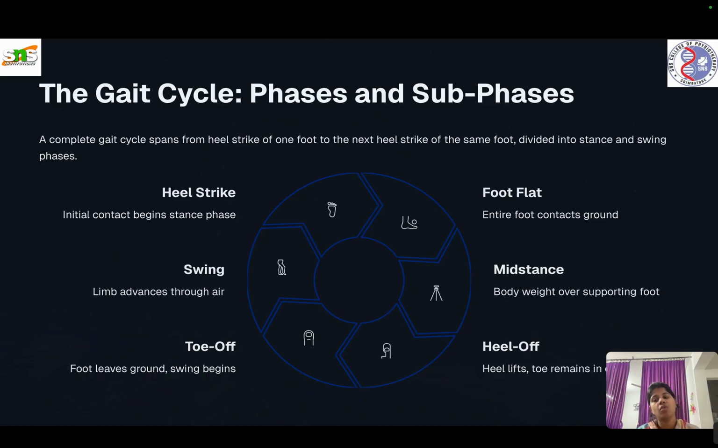Toe off is when the toe is taking off from the ground, whereas foot flat is when the foot is completely flat on the ground, and mid stance is the stance between the swing phase and the stance phase, whereas heel off is when the heel is off from the floor.